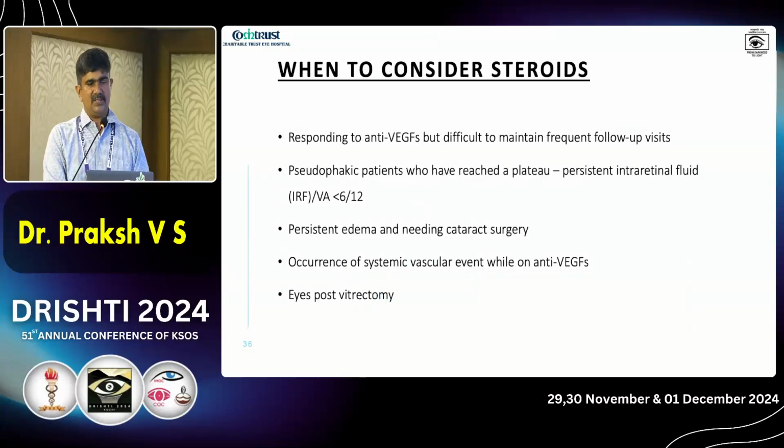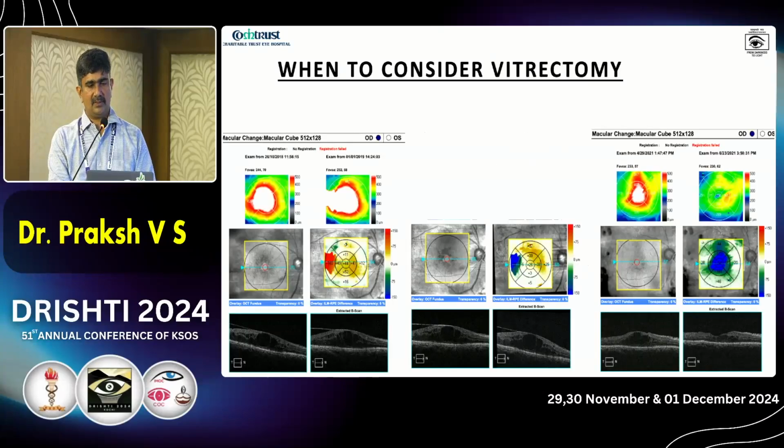If you have a patient who has a recent history of thromboembolic event, CVA or IHD, or if the patient is pseudophakic and it has reached a plateau phase with persistent intraretinal fluid, and if the patient requires cataract surgery, then these are ideal candidates for straight away starting on intravitreal steroids. And post vitrectomy eyes, definitely the choice of drug is steroids.